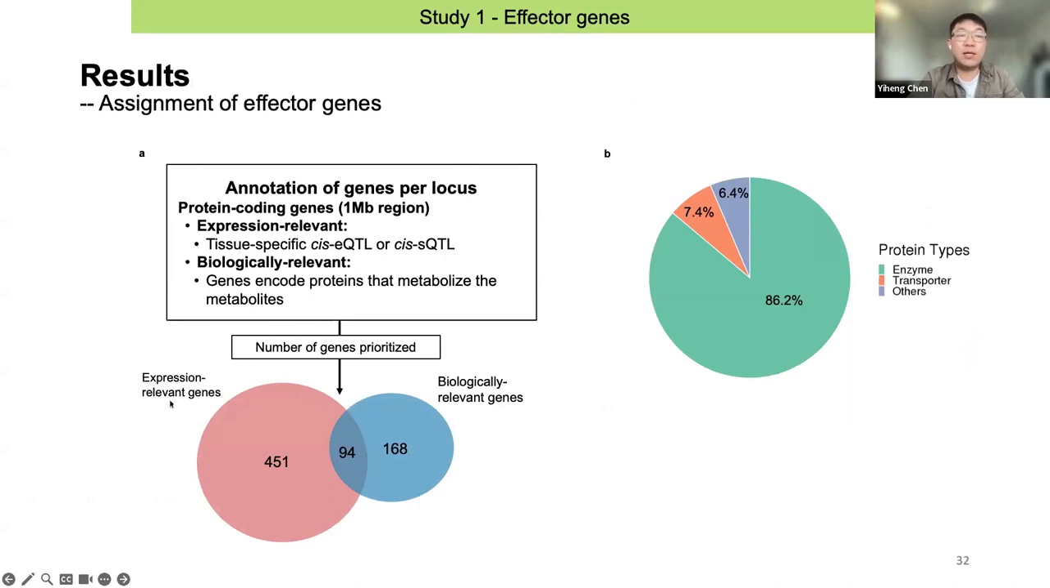The expression-relevant genes included about 550 genes, and the biologically relevant check identified about 250 genes. The overlap is 94, which are our effector genes. Most of those effector genes are enzymes, and another 7.4% of them are transporters. Of course, there are some other proteins, like binding proteins and circulating proteins, that are thought to be the effector genes for the variant-metabolite associations we found.